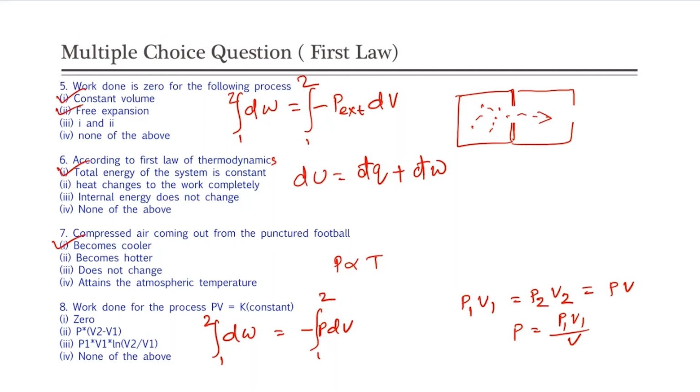Now, let us replace P, which is a variable, V is also a variable, whereas P1, V1 are constants in this equation. What we will get is P1 V1 integral of dV by V going from V1 to V2, which means we are going to get minus P1 V1 ln V2 by V1. So, here it looks like the third option will be correct if I put a minus sign, other options will not be correct.